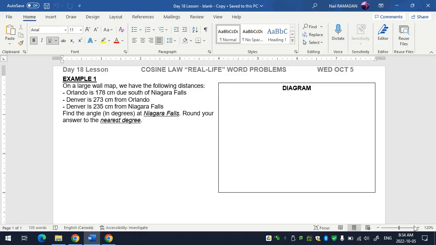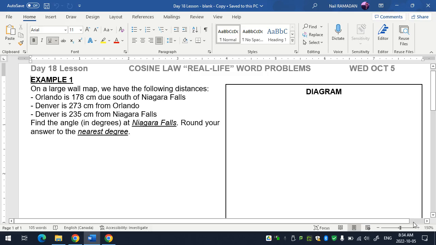It says on a large wall map, like these ones you see in geography department and so on, downstairs, for example, with Mr. Venden, we have the following distances. Orlando in the States, Orlando is 178 kilometers, sorry, centimeters. It's on a map, centimeters.